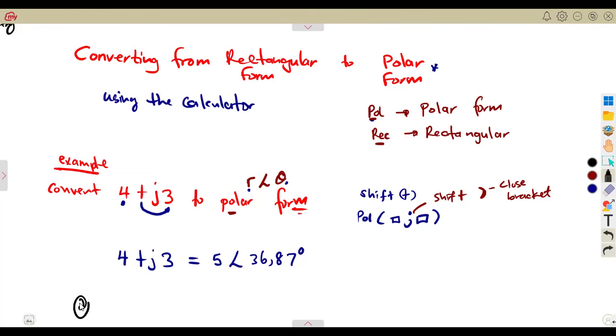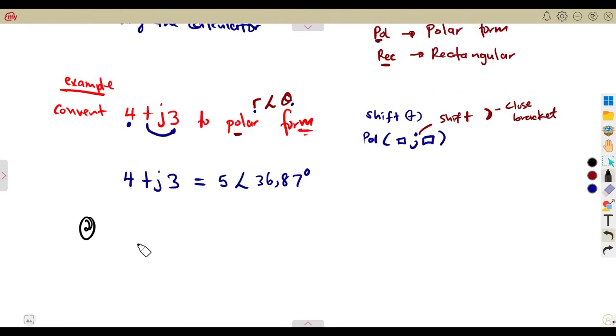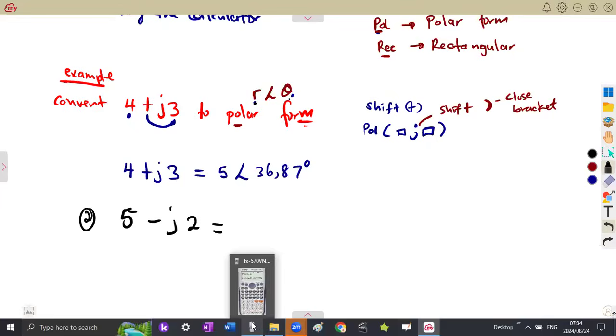Okay, let's try this one. We want to convert, let us just have a negative. Let's say we are given 5 minus J2, with a negative there. So how am I going to access that? As you can see, we need r and the angle theta. So let's have our calculator. This is what we're going to have on our calculator here.